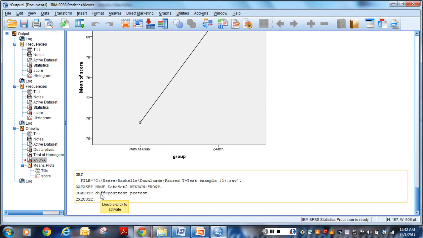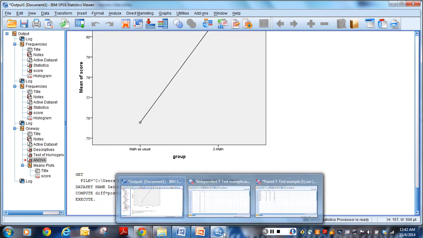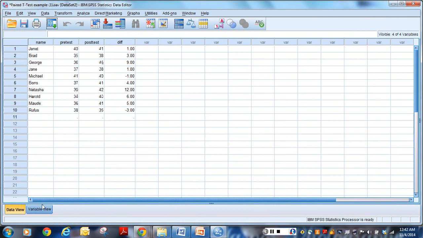So that tells me that I now have a new variable called diff, and we can even check our data view, and now you can see that another variable has been added, a diff variable. So column 1 has the name of each staff member, columns 2 and 3 we have our pretest and post-test, and now column 4 contains the diff variable.